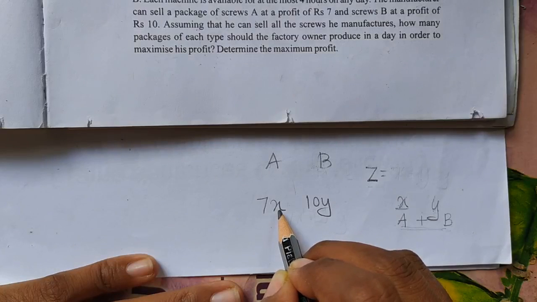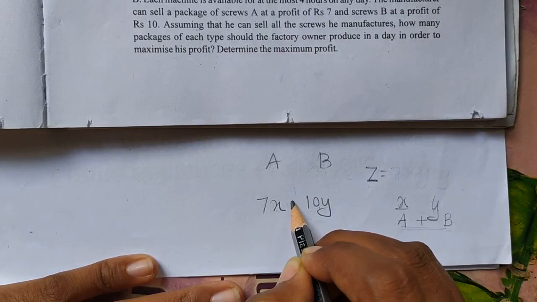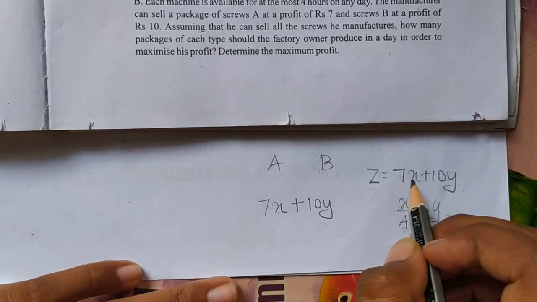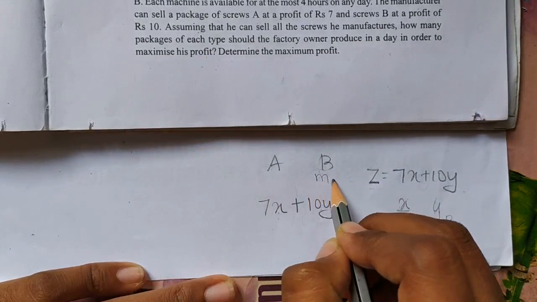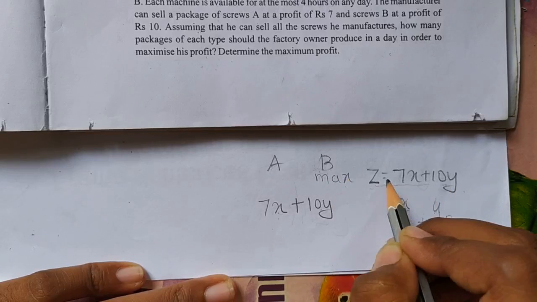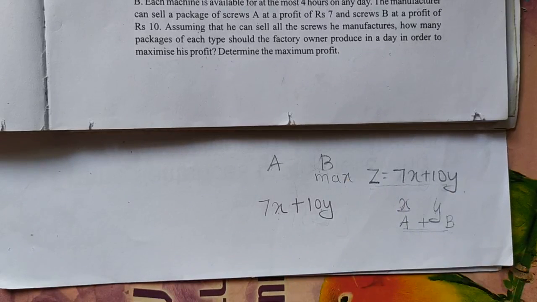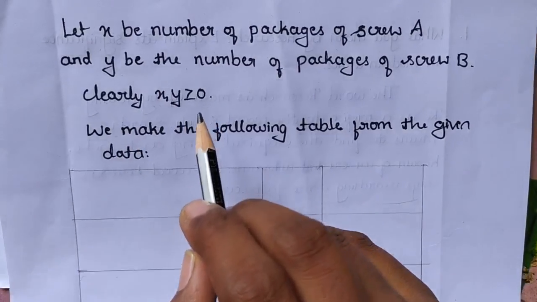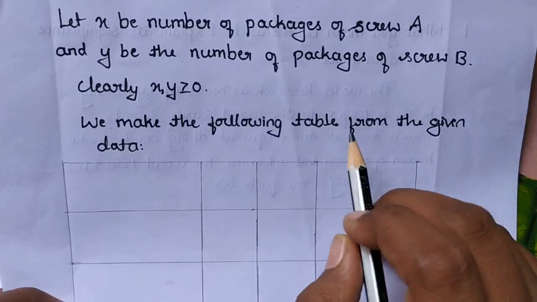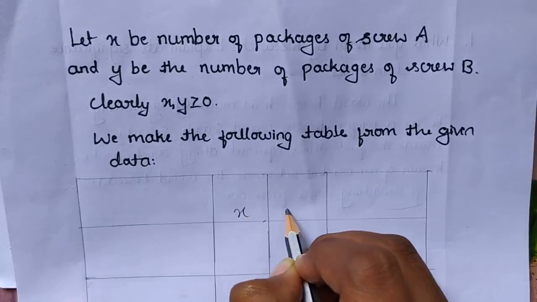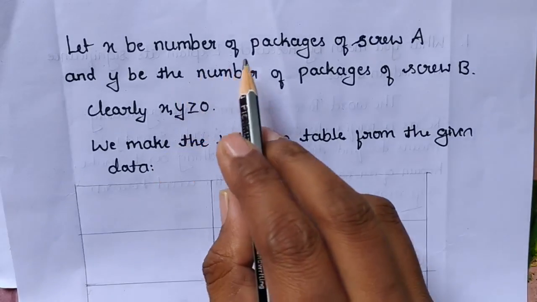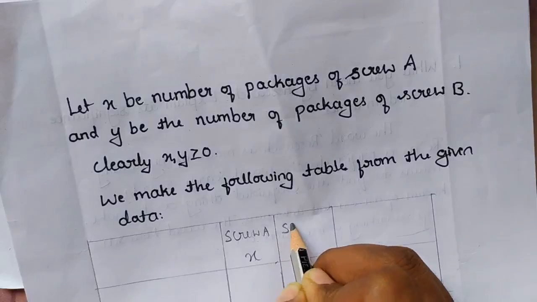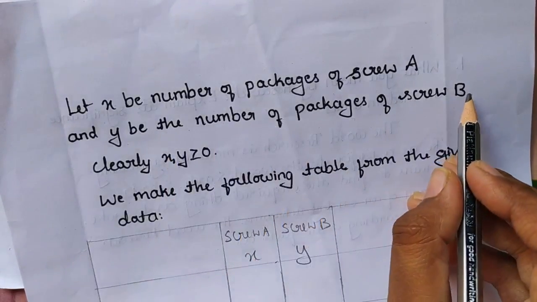The total profit on selling packages of screw A and screw B is 7x plus 10y. Therefore, the profit function is 7x plus 10y, and we have to maximize the profit, then the objective is to maximize this Z, and Z is an objective function. We will discuss this later again. Now, after denoting the unknowns and writing the non-negative constraints, we have to write a table. Here in the table, first we write the unknowns x and y. What is this x? X is the number of packages of screw A. So, we have considered x is for screw A and y is for packages of screw B.